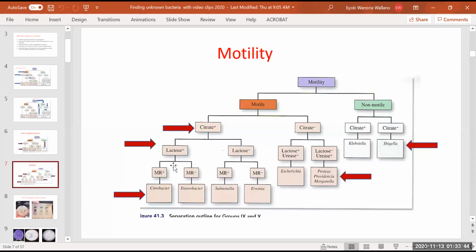Okay, now, so lactose positive, lactase negative, we are going to focus on that one. I'm going to show you.